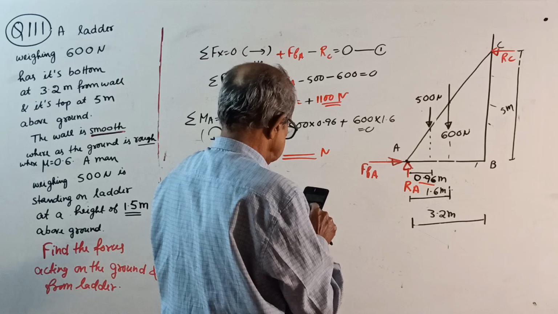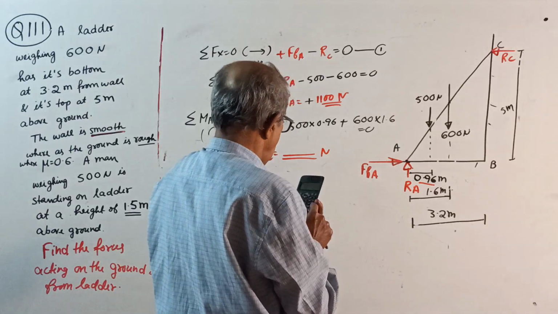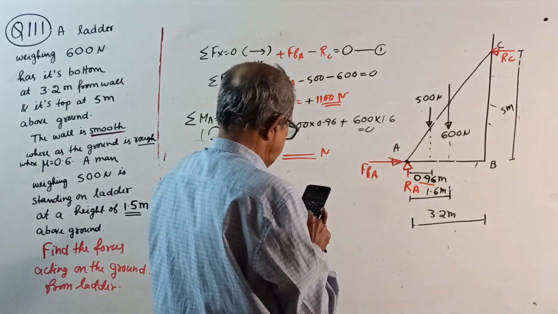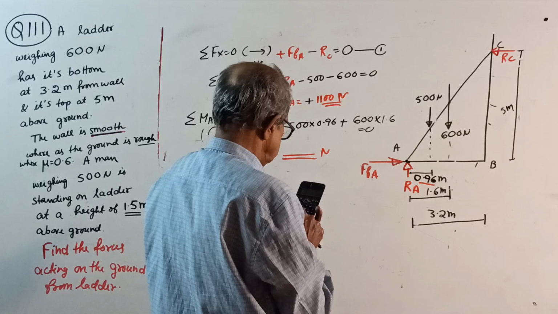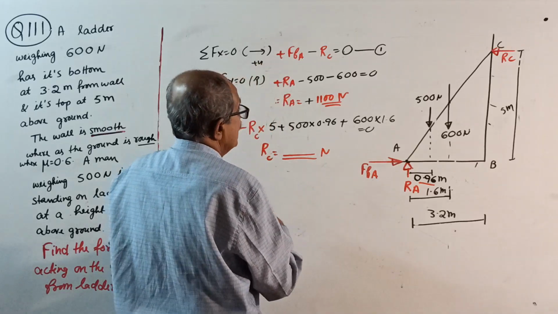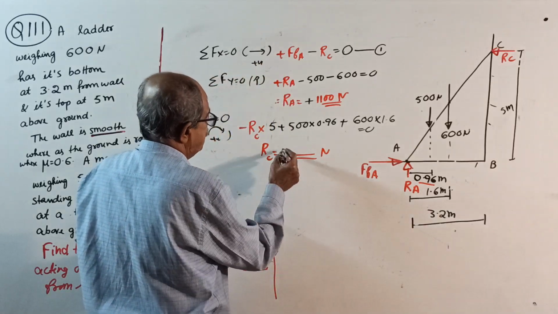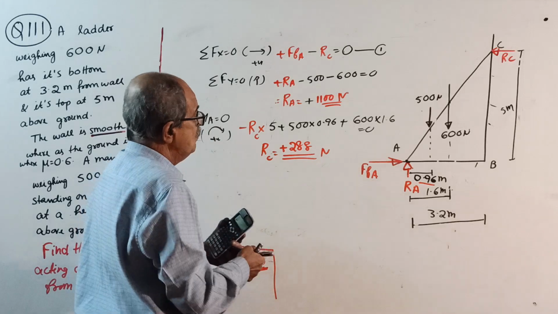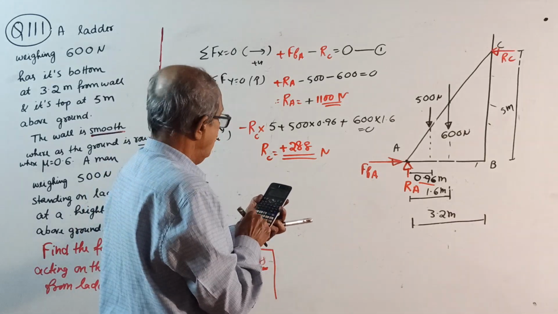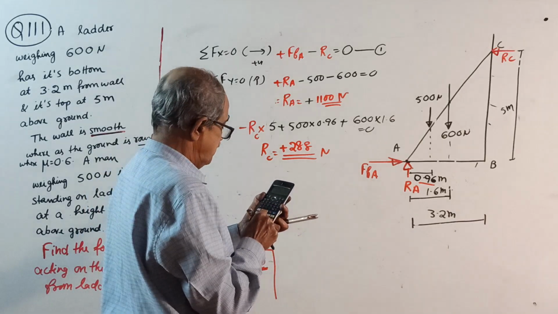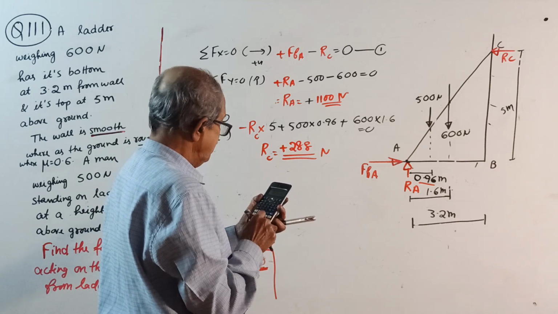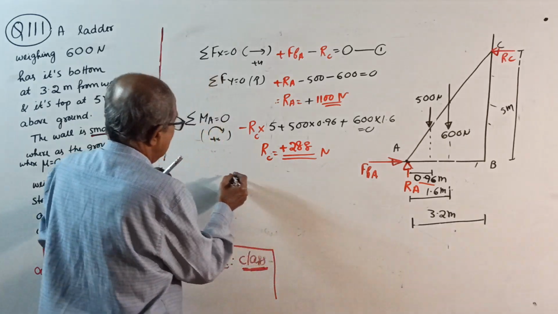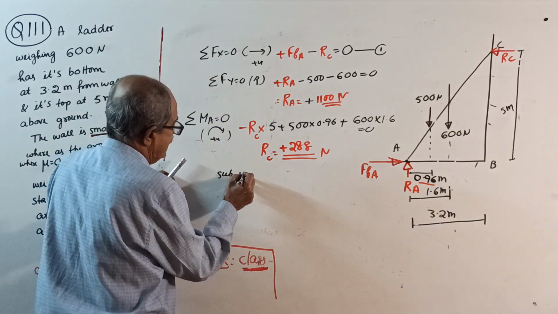500 into 0.96 plus 600 into 1.6 divided by 5 equals 288 Newton. RC equal to plus 288 Newton. One minute, check once again. I do not want any mistake. 500 into 0.96 plus 600 into 1.6 divided by 5. Yes, 288 Newton. Now, lastly, substitute in equation 1.